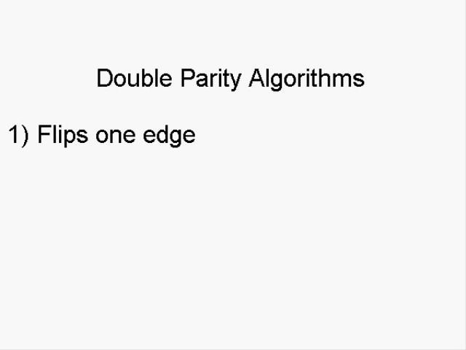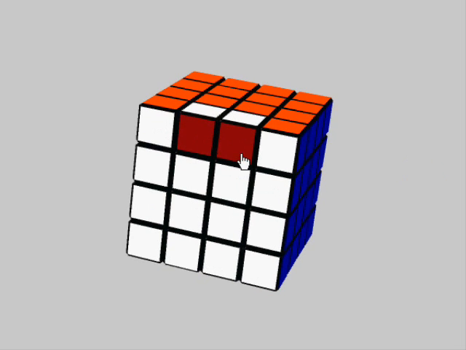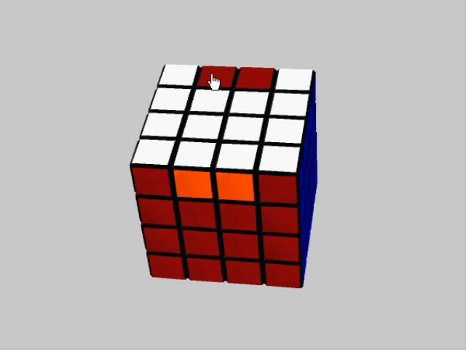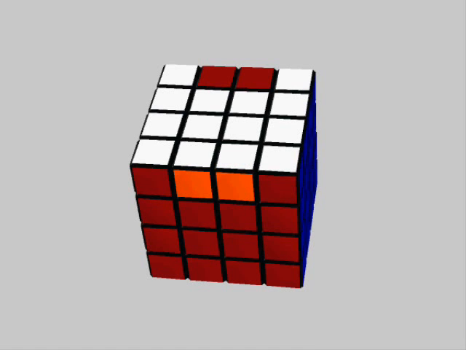If you already know what this is, then this should just be a quick review, but a double parity algorithm is an algorithm which flips one edge. Second, it swaps two edges afterwards. One of the edges swapped is the edge which was flipped, so that the overall result looks something like this, where we can see that only one edge is flipped on the cube, and we have these two edges swapped oppositely. We're going to be combining a single edge flip algorithm with a double parity algorithm to make a two corner swap algorithm. But why do we do this?